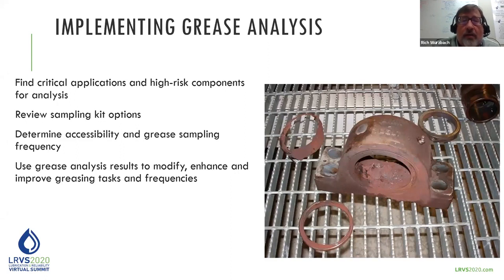So how do I get this started? Well, find your critical applications and high-risk components for analysis, review your sampling kit options, and look at the accessibility that you have. How can I get to the grease? When is it accessible? Some machines are only accessible at certain times or certain operating conditions.